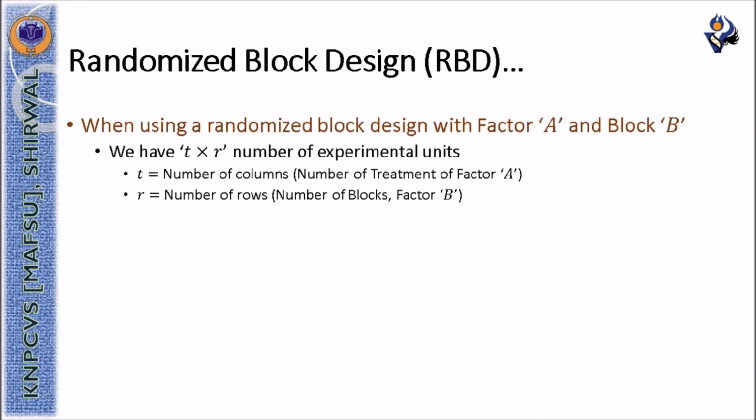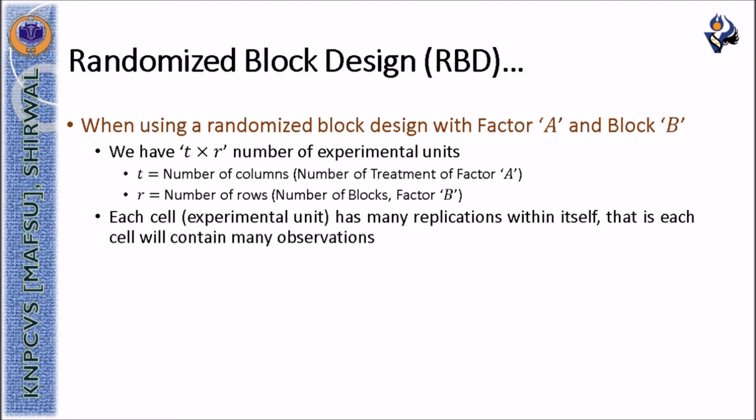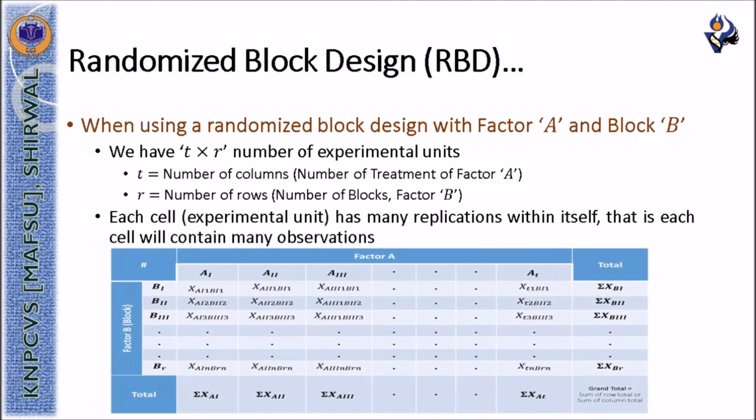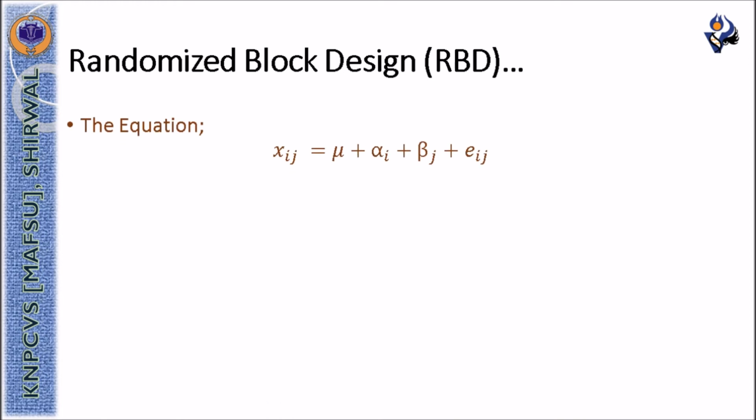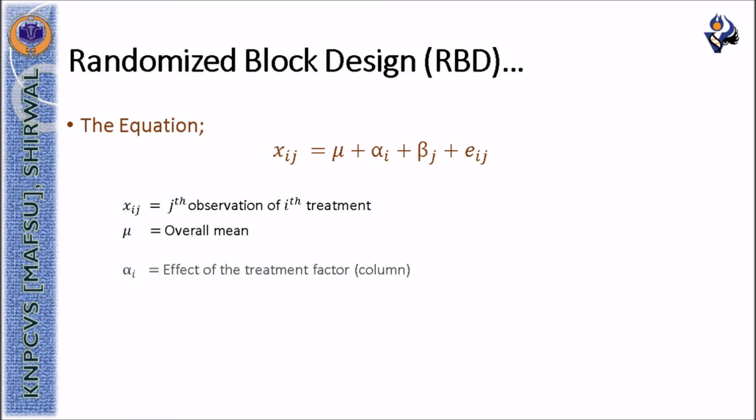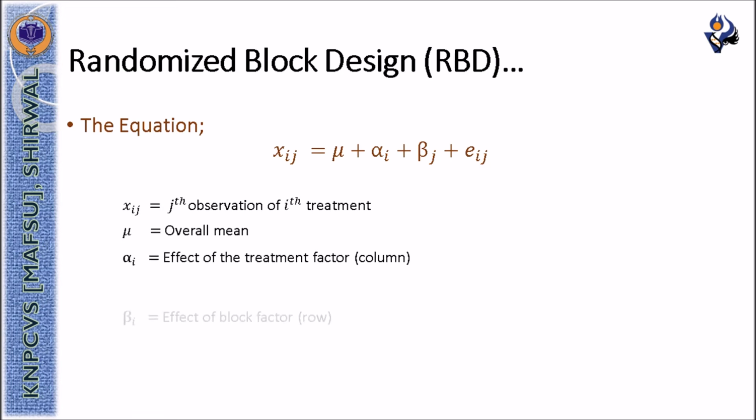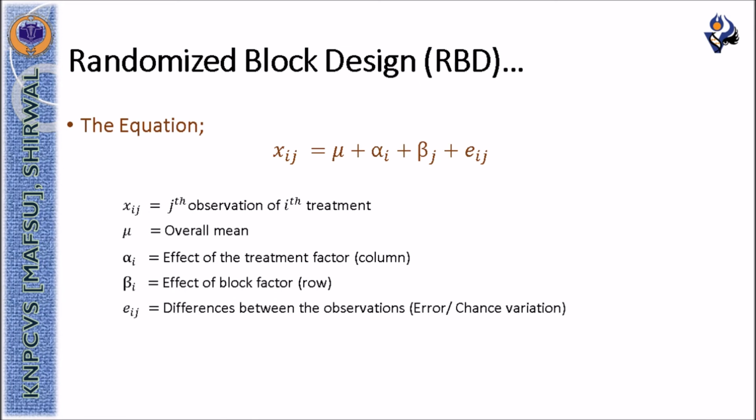In a randomized block design, the number of treatments multiplied by the number of blocks will give us the total number of experimental units. Each experimental unit will have many replications within itself. That is, each cell will contain many observations. The equation of randomized block design will be: jth observation of ith treatment is equal to overall mean plus the effect of treatment factor plus the effect of block factor plus the differences between the observations.